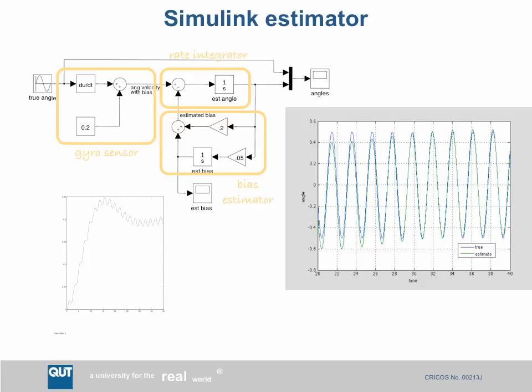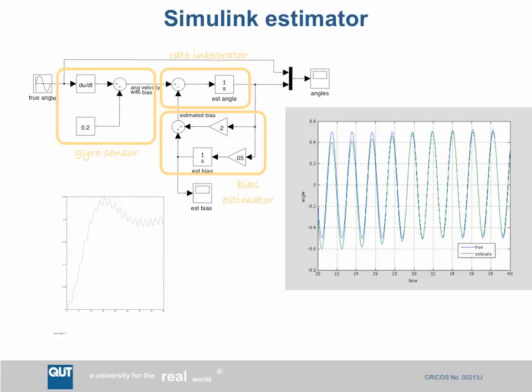The graph that's over on the right-hand side shows the true angle of our segue and the estimated angle of our segue. The true angle is blue, the estimated angle is red. And we can see initially that there's a bit of error, and that's due to the fact that we're using the wrong value of the bias. But as the bias estimator runs for a while, by about 20 seconds, our bias estimator has got a good handle on the bias. By subtracting that off, we're getting a pretty perfect estimation of the angle by integrating the output of the gyro.